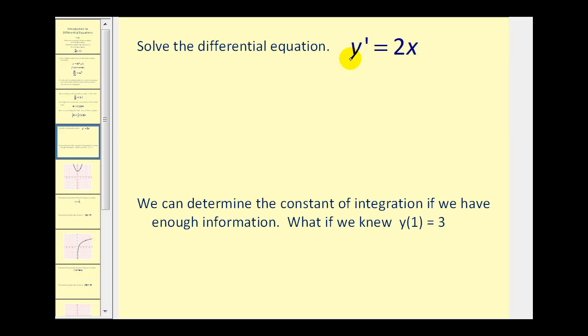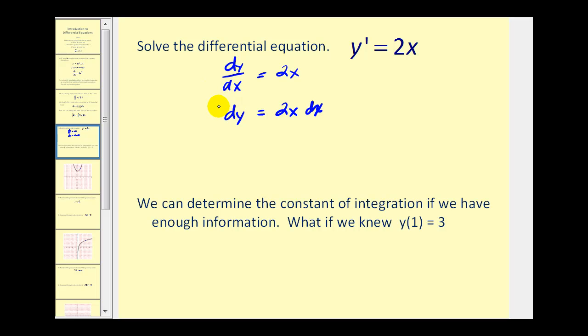So the goal here is to find a function that satisfies this differential equation. Even though you may be able to solve this just by looking, let's go ahead and show the steps. The first thing we do is write this in Leibniz notation, so we'd have dy dx equals 2x, and then in differential form we would have dy equals 2x dx.